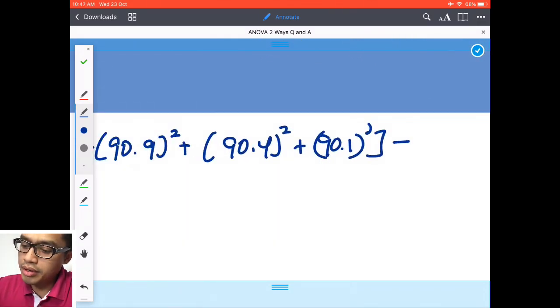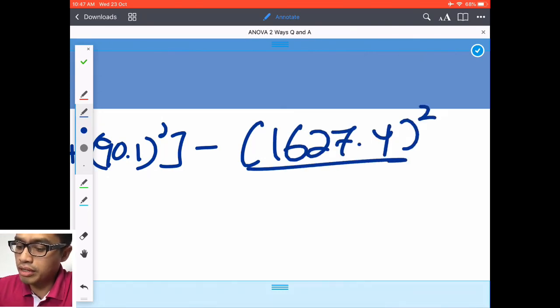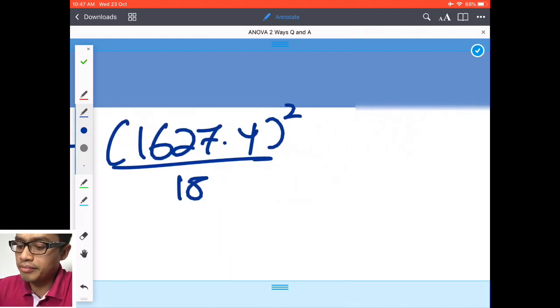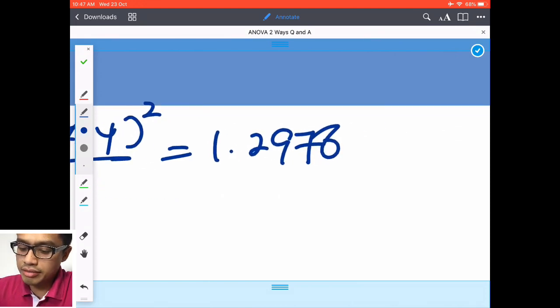Close them. Minus the grand total, 1627.4 squared divided by 18. You get a positive value of 12978, right?